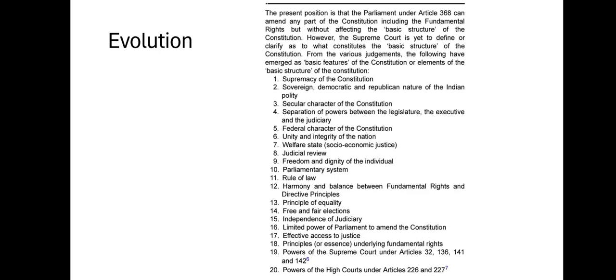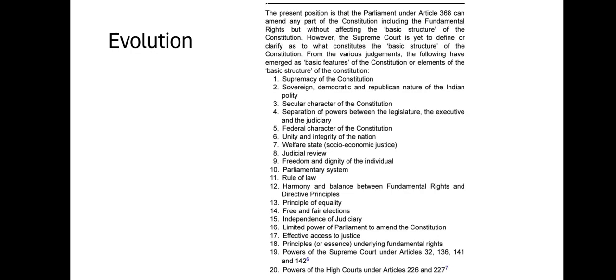Some of them I can read out. For example, supremacy of the Constitution, the sovereign democratic republic nature of the Indian polity, the secular character of the Constitution, separation of powers between legislature, executive and judiciary, and the federal character of the Constitution. That means even if a constitutional amendment removes these characters, the federal character, or the welfare state, socio-economic justice, or judicial review, then that amendment will be rendered unconstitutional, because these are the essential features of the Constitution.